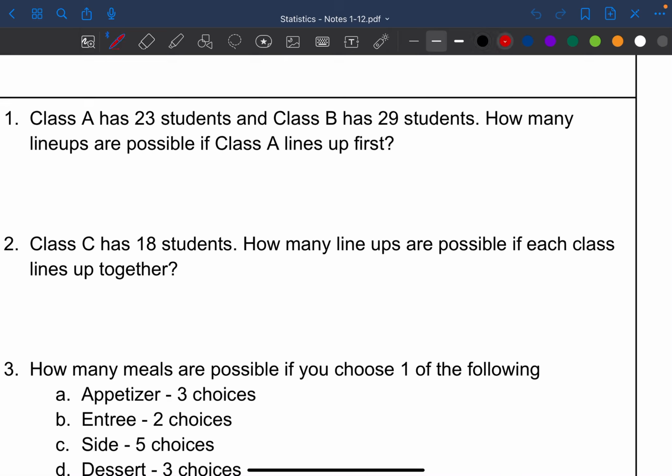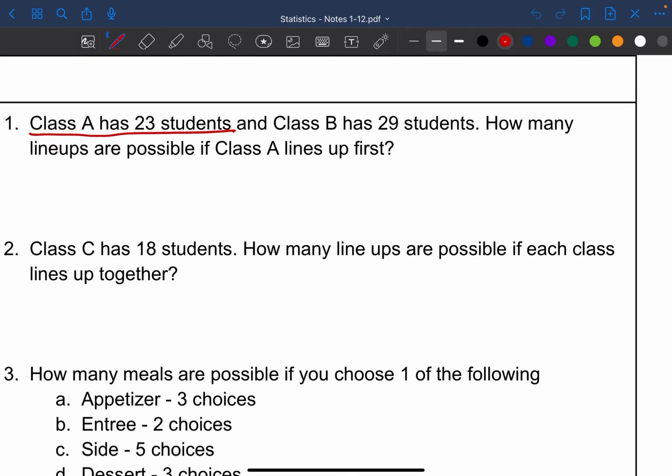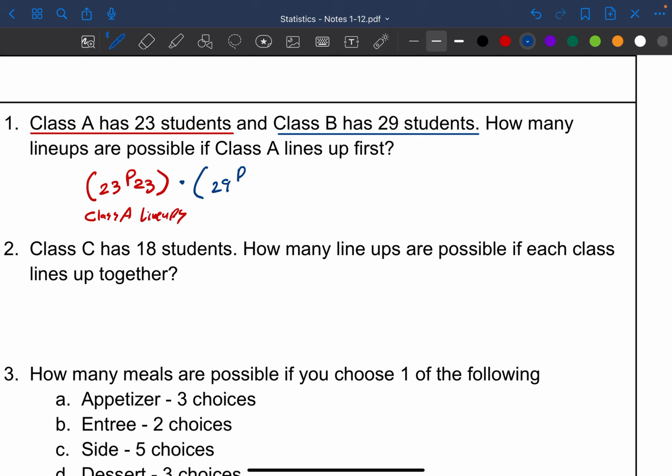So in question 1, Class A has 23 students and Class B has 29 students. How many lineups are possible if Class A lines up first? So since Class A has 23 students, that means there are 23 ways that Class A can line up. Now we also have Class B. And so we multiply by the number of ways that Class B can line up.